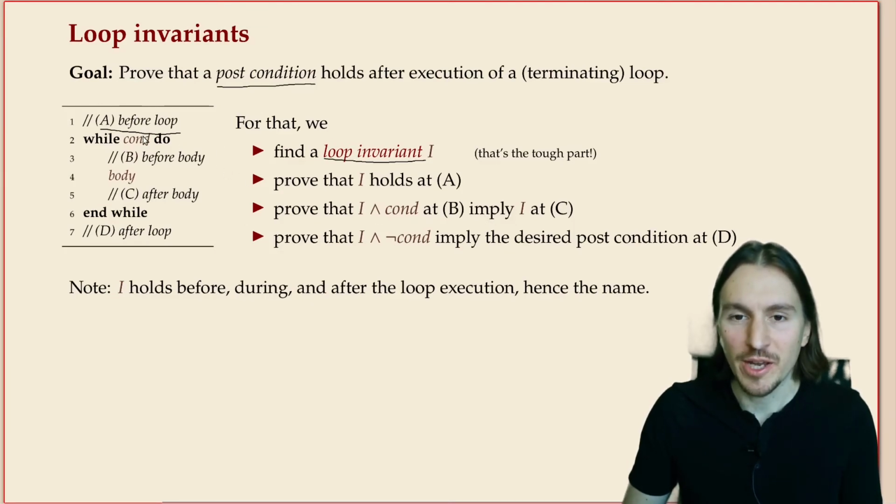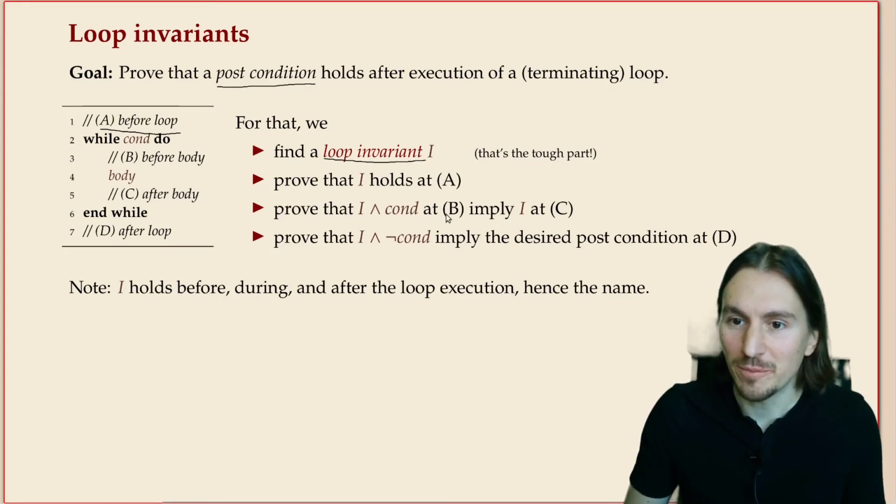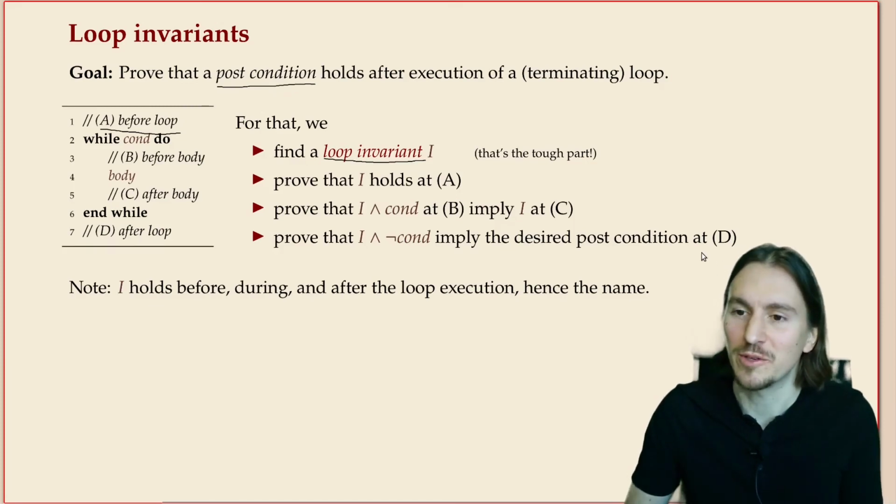If it's true at A, and if we enter the loop, then the loop condition is also true. So at the beginning of the while loop, we always have this. So we can assume the invariant I and the condition hold at B, and we want to show that this implies, again, that the invariant holds at C, at the end of the body of the loop. And finally, if we left the loop, we know the condition can no longer be true, because otherwise we would have jumped into the loop again. So at position D, we want to have that the loop invariant and the negation of the while condition together imply the postcondition that we are interested in.